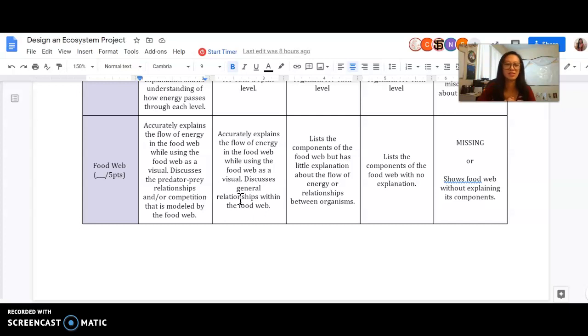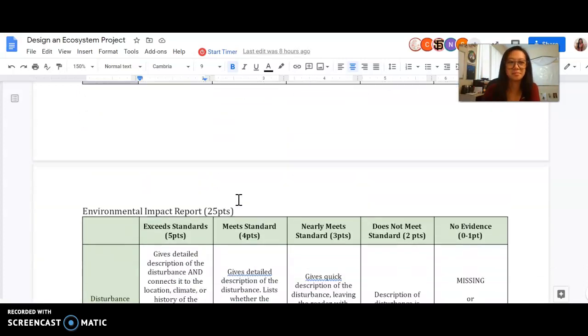Cool. And then finally, the last thing I'll be looking for in your Flipgrid presentation is just looking at the food web in general. You should be able to, again, accurately explain how the energy flows through your food web. You should talk about how a food web represents the predator-prey interactions. You can also talk about competition. Maybe two organisms eat the same thing. You could explain a little bit about their competition on there.